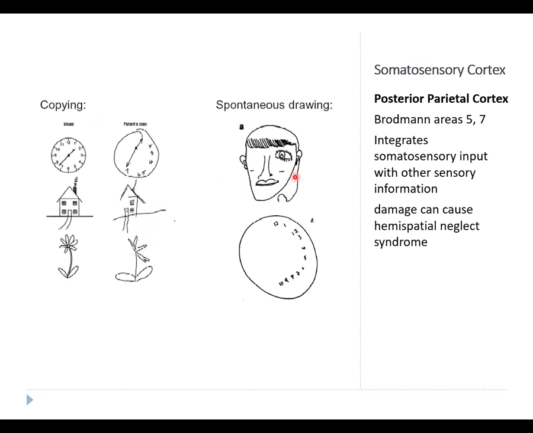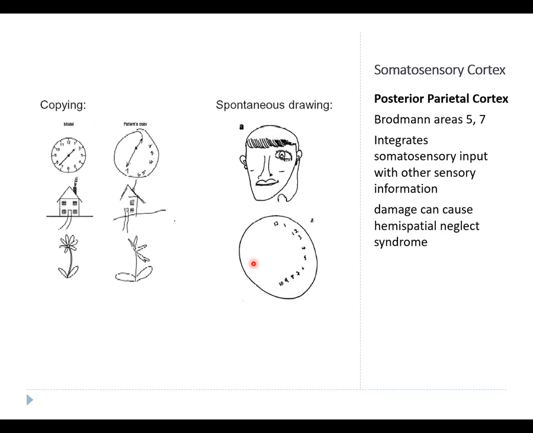Over here, this is spontaneous drawing, so here the task was just draw a face. So they did pretty good. They got the outline of the face, the nose, the mouth, the ears, but then the eye just is gone. There's just no eye there. And here the task was draw a clock. So again, they got a circle. They didn't draw the hands at all, and they actually wrote out all the numbers, although not really in order, and all bunched together on the right side.